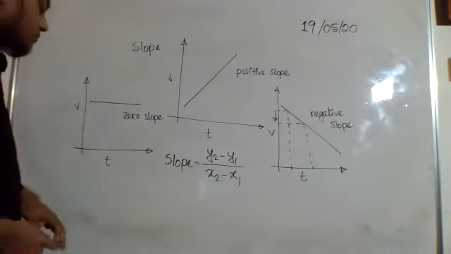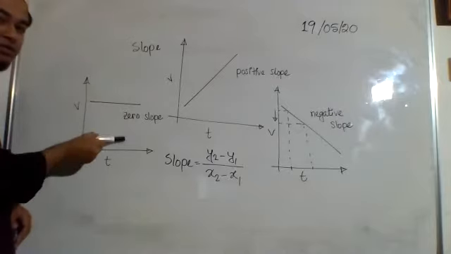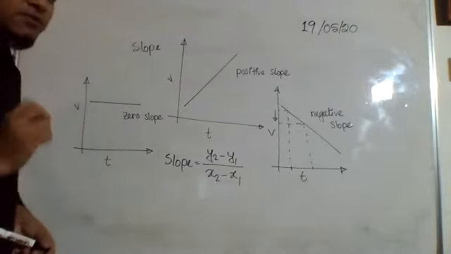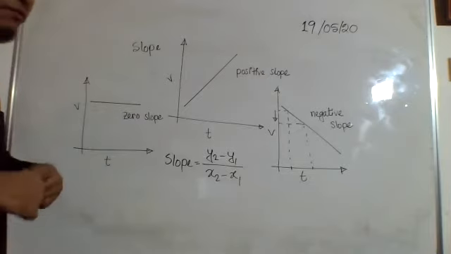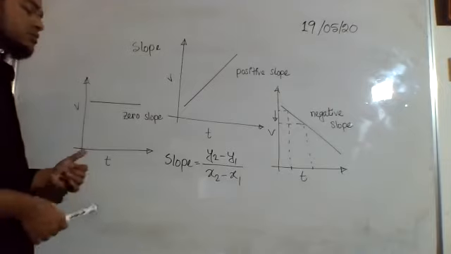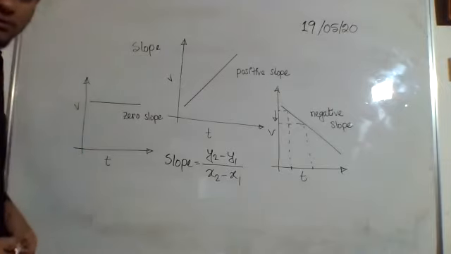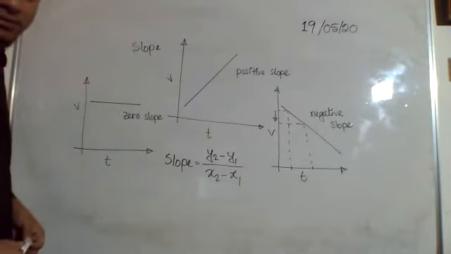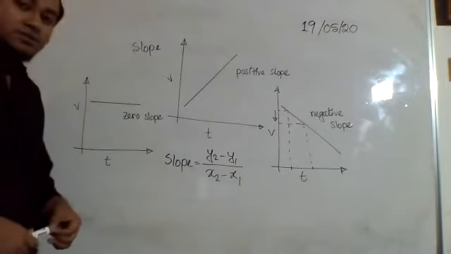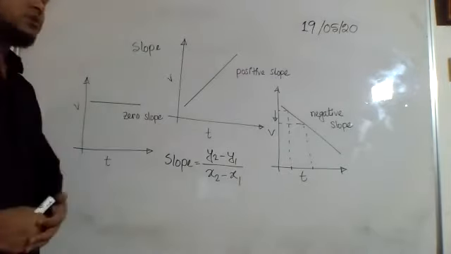And here, zero slope. Why zero slope? Because with time, you can see the velocity is neither increasing nor decreasing. It is remaining the same. That means it is the case of uniform velocity, when the velocity does not change with respect to time. But what is the value of acceleration? Zero. So the slope will also be zero.